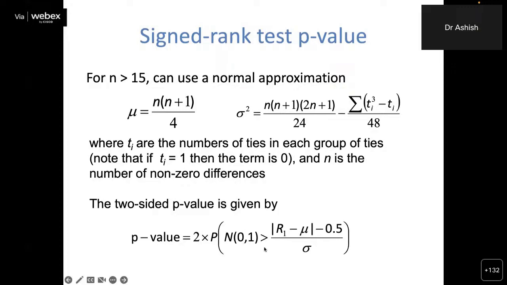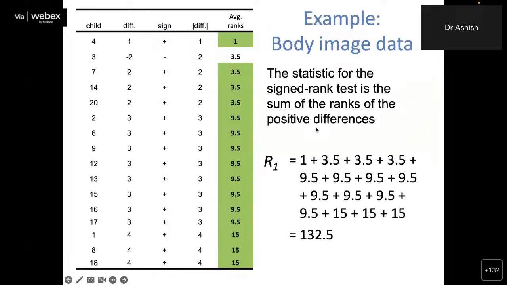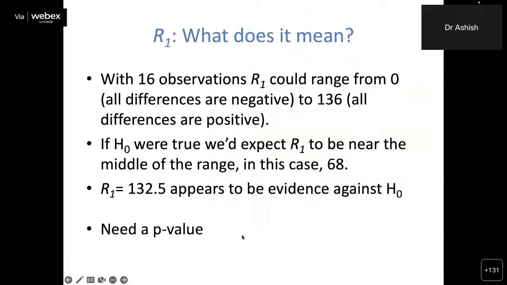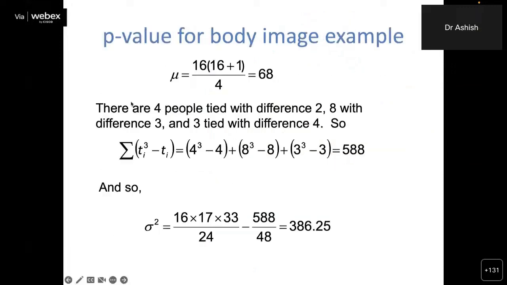So in the data set, you can look, we have 1, 2, 3, 4 observations with difference 2, then 1, 2, 3, 4, 5, 6, 7, 8 observations tied with difference 3. And here we are having 1, 2, and 3 observations. From here only, it has written the values. So using this formula, 4 cubed minus 4 observations, 8 cubed minus 8 observations, 3 cubed minus 3 observations, we are getting this value as 588.